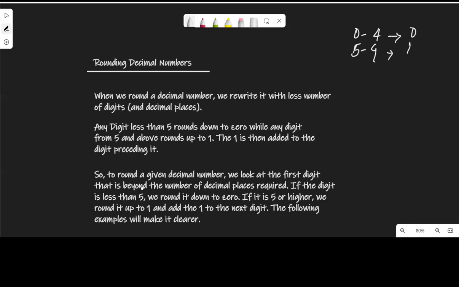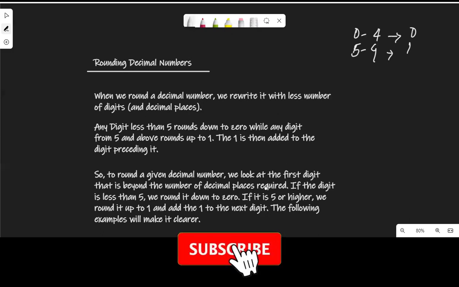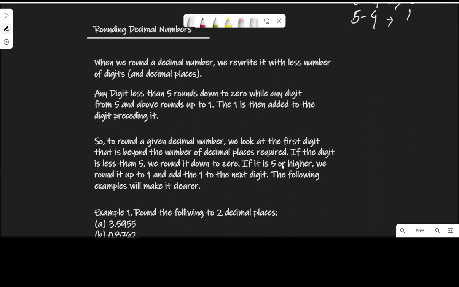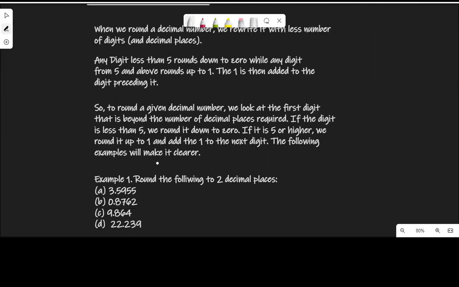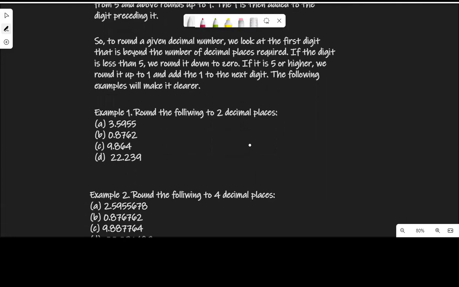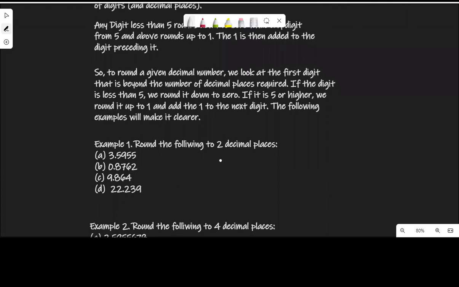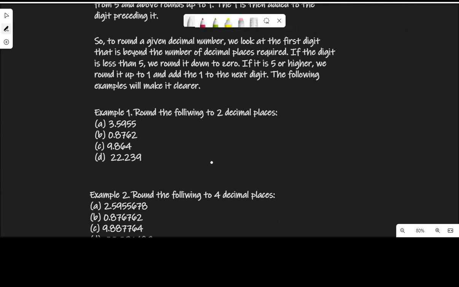So to round a given decimal number, we look at the first digit that is beyond the number of decimal places required. If the digit is less than 5, round it down to 0. If it is 5 or higher, we round it up to 1 and then add that 1 to the next digit, the digit preceding it. So let's look at some examples so that we have a better understanding of what we're talking about.